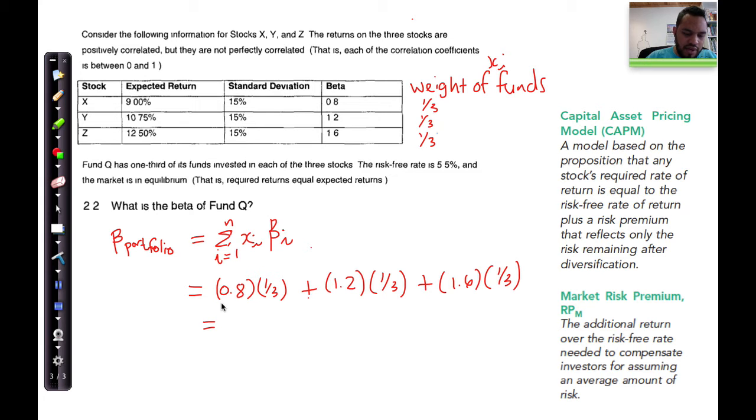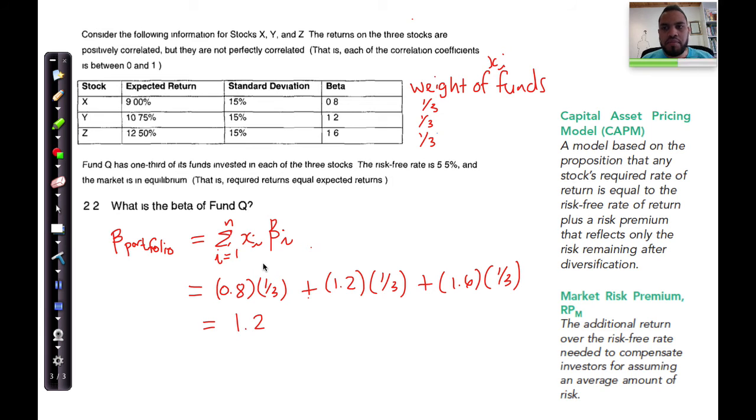So that's 0.8 multiplied by 1/3, plus 1/3 multiplied by 1.2, plus 1/3 multiplied by 1.6. And so we can clearly see that we now have a fund or portfolio beta of 1.2.